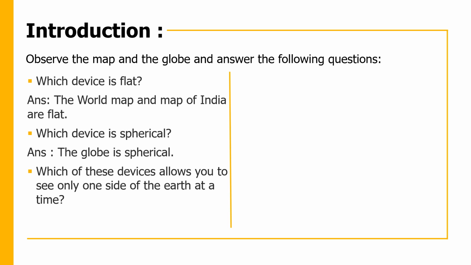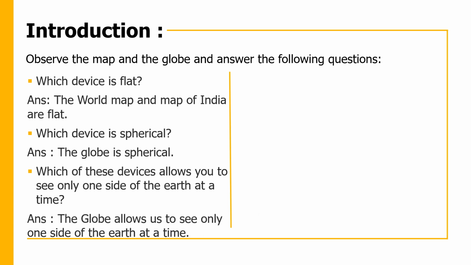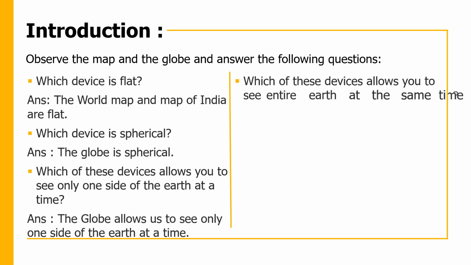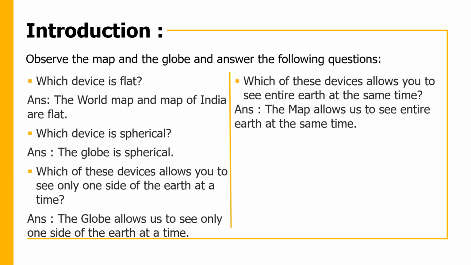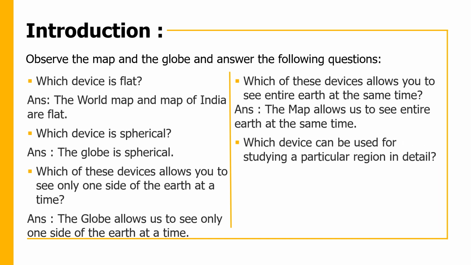Which device allows you to see only one side of the earth at a time? Now, which is that device which you place and can see only one part of the earth and not the entire part? Yes, it's the globe. The globe allows you to see only one side of the earth at a time. Which of these devices allows you to see the entire earth at the same time? Which is the device that will help you to see the entire earth, all the parts of the earth at one time? Yes, it's the map. The map allows us to see the entire earth at the same time.